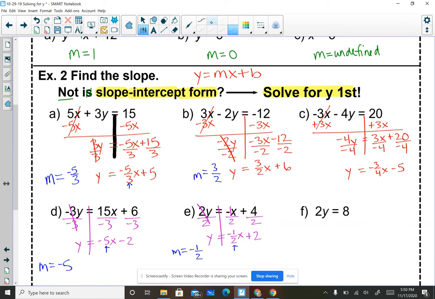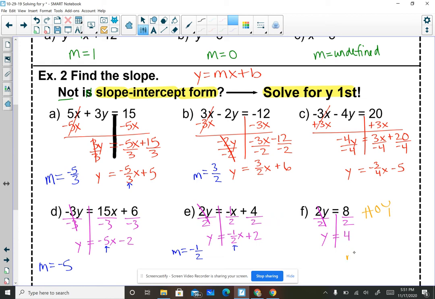All right, and then this last one right here. So I'm going to bring my line down again, and I need to get my y alone, so divide by 2. Now notice in this one you're missing the x term. That's okay. What does that mean? That just means you have y equals a number. That's your HOY problem, remember? H-O-Y. So that's going to be a horizontal line.